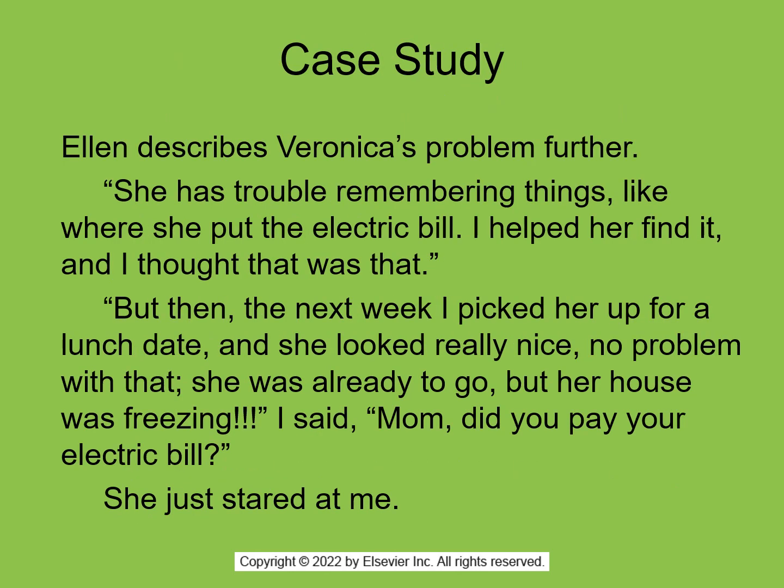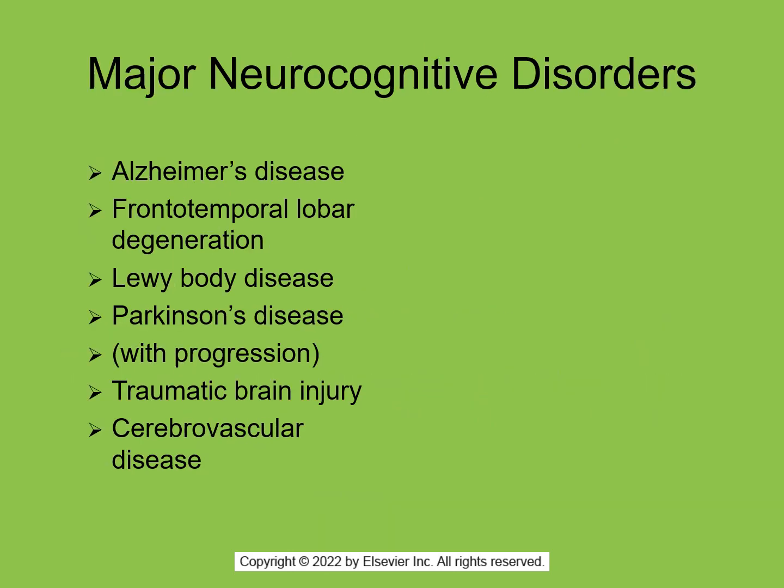So Ellen describes Veronica's problem further. She has trouble remembering things, like where she put the electric bill. I helped her find it and thought that was that. But then the next week I picked her up for a lunch date and she looked really nice, no problem with that. She was always ready to go, but her house was freezing. I said, Mom, did you pay your electric bill? She stared at me. So guess what? She forgot to pay her electric bill. So that's one sign right there: forgetfulness, misplacing stuff.